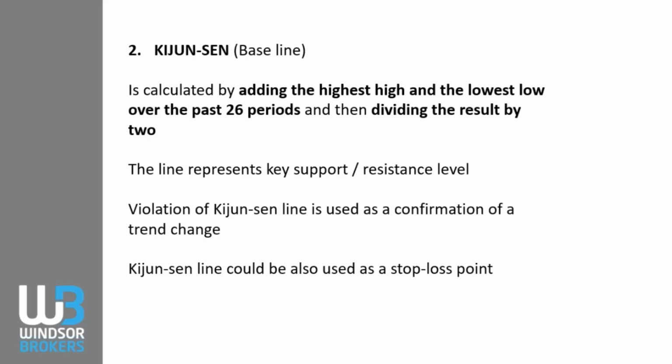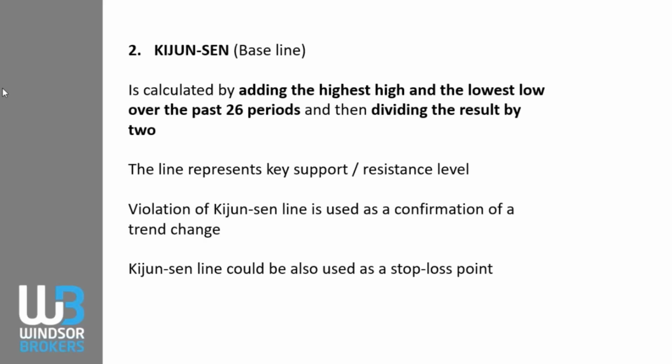And of course, a lower number of periods in the indicator means the indicator is faster moving. So in this case, the Kijun-sen line represents the key support or resistance level, and the violation of this line could be used as confirmation of the trend change. So basically, if we have a change of the trend, initial violation of Tenkan-sen is the initial signal, and then a break above or below Kijun-sen would come as a confirmation. So we will have a strong signal of change.